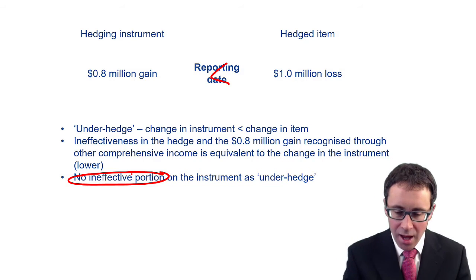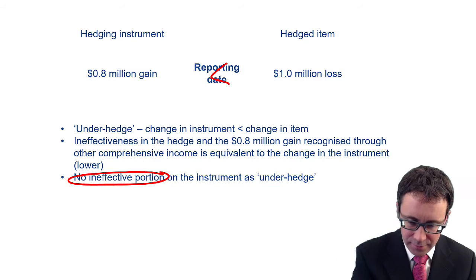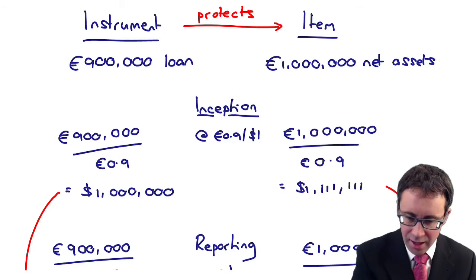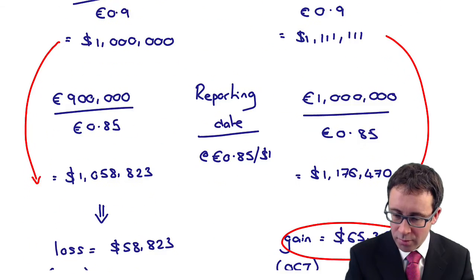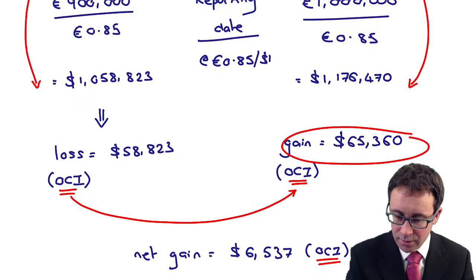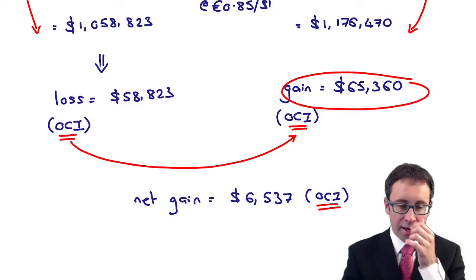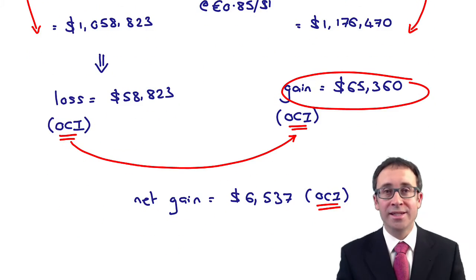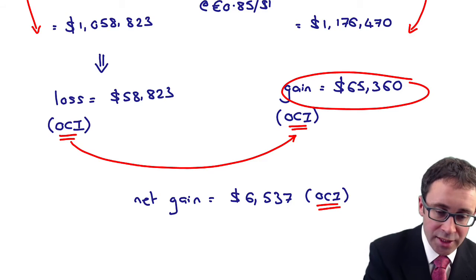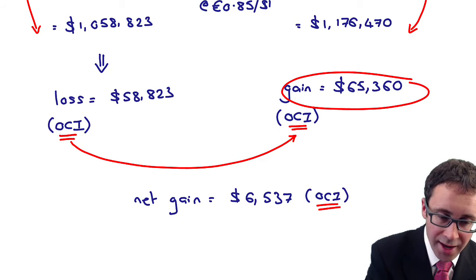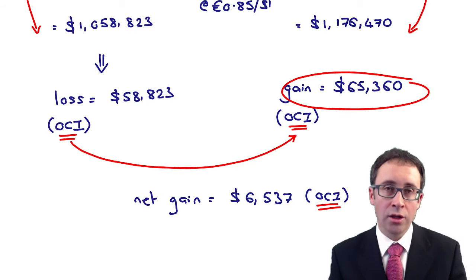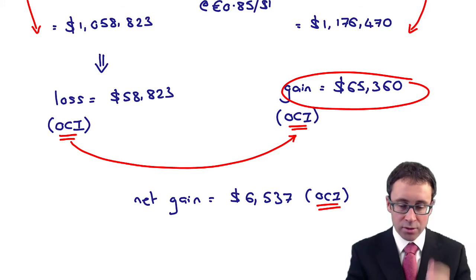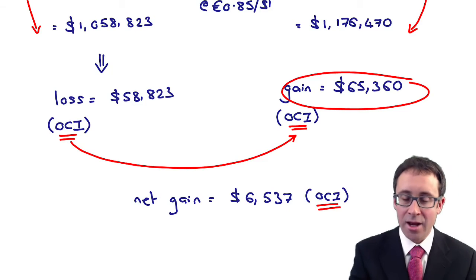Okay, if I just go back, can I find it? I think I can here. If we go back to, is it what we saw in the previous video? Okay, when we looked at our net investment hedge, you can see here now that what you have is that the gain on the instrument, or sorry, the loss as it was here on the instruments, is less than the gain on the item.